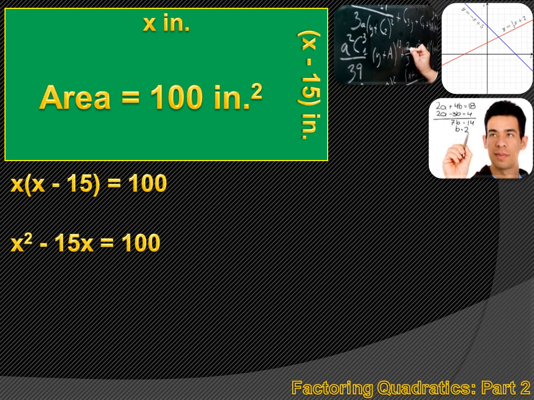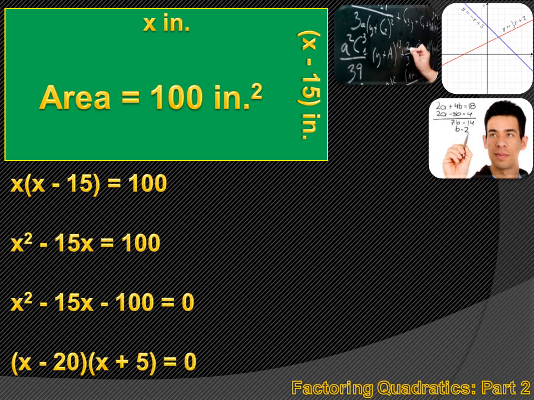Well, I can manipulate that equation even further. I can make it read x squared minus 15x minus 100 equals 0. And now I've got a quadratic. Now I've got a trinomial. x squared minus 15x minus 100. And I can factor that. I can factor that to x minus 20 times x plus 5 equals 0.